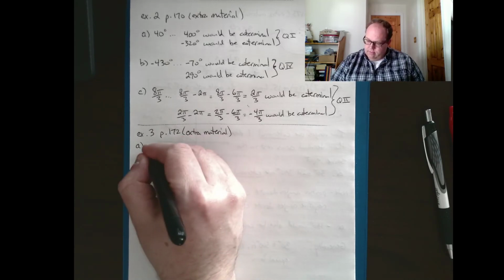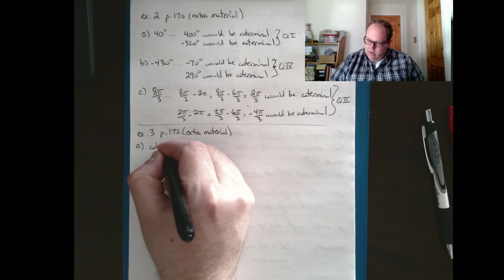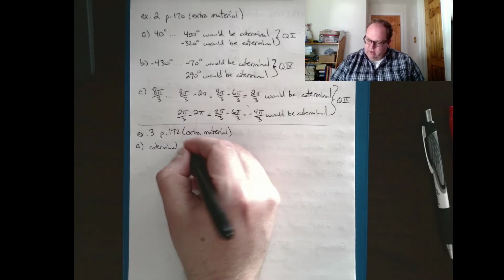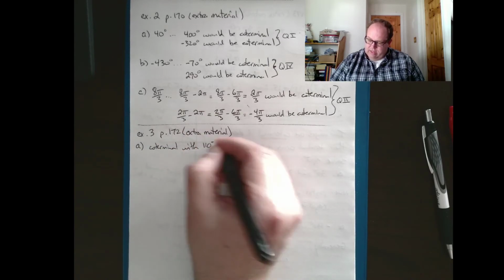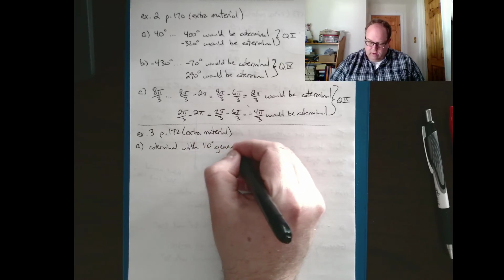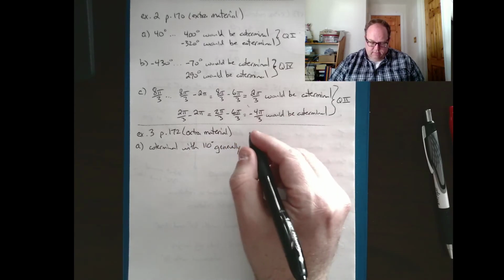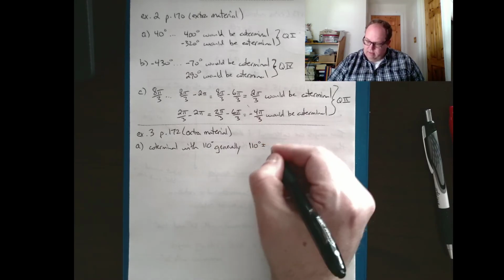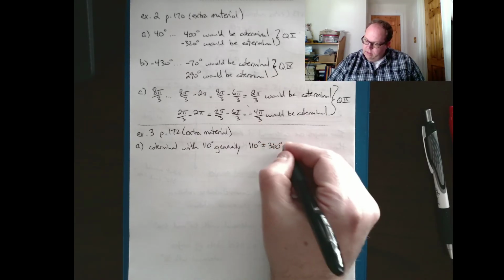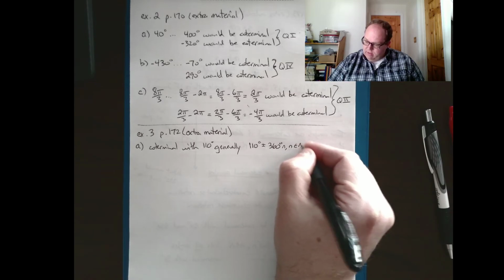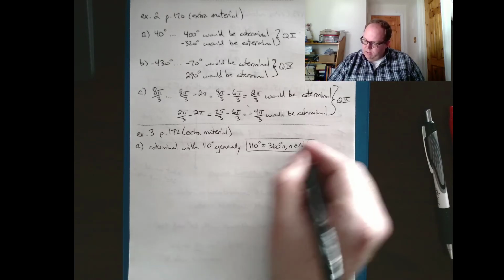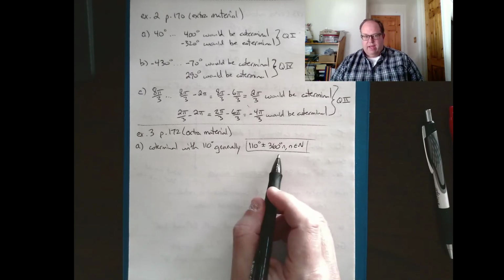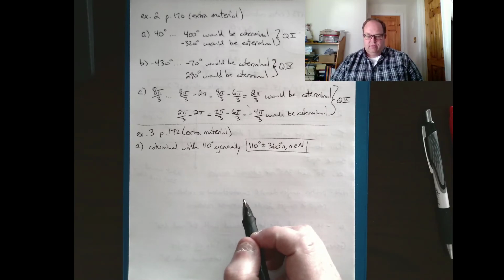So, coterminal with 110 degrees generally would be 110 degrees plus or minus 360n, where n is in the natural numbers. So there's the first part, and that describes all angles coterminal with 110 degrees.